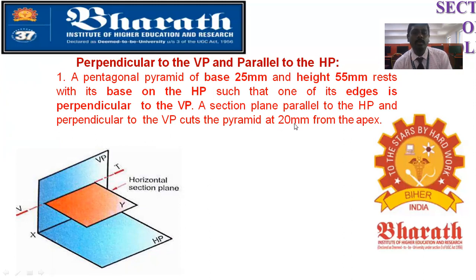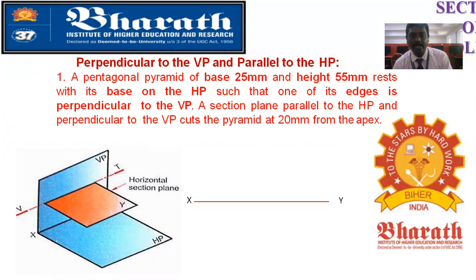And the section plane is parallel to HP. So the plane is parallel to HP and perpendicular to VP. You are going to draw it parallel to HP, so that you get a line parallel to the XY in your front view, like this. It will be cutting at 20 mm from the apex. From the top you take a 20 mm distance and draw a horizontal cutting plane. So first you draw the XY line, then you proceed with your top view, because you are going to draw the pentagon shape.